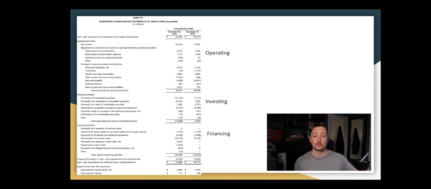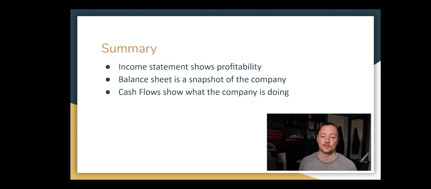The income statement shows you how much money they brought in and how much they were left over with. The balance sheet is a snapshot of exactly what the company owns and what money they owe different vendors, as well as how they raised that money to produce the assets. And the cash flow is about what happened within that 3-month time period with all of the money that they had. So that's the quick summary on the cash flow statement. Another couple quick things: income statement shows profitability, balance sheet is a snapshot of the company, and cash flows show what the company is doing with that.